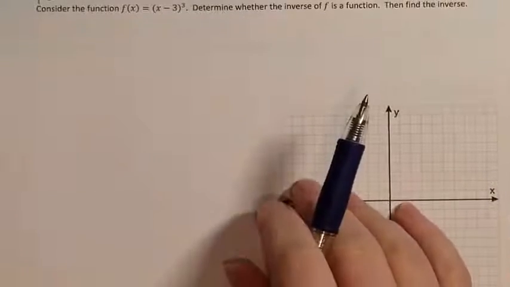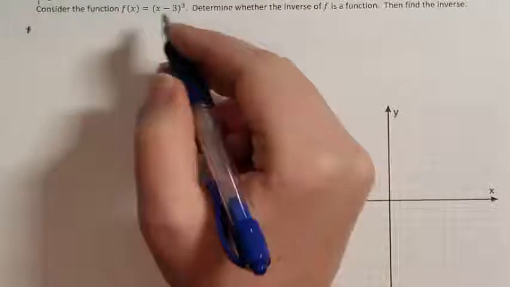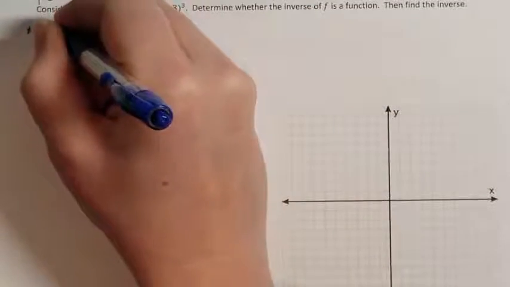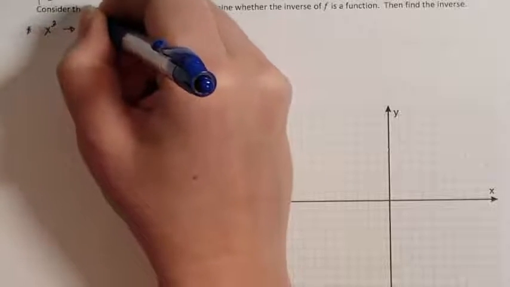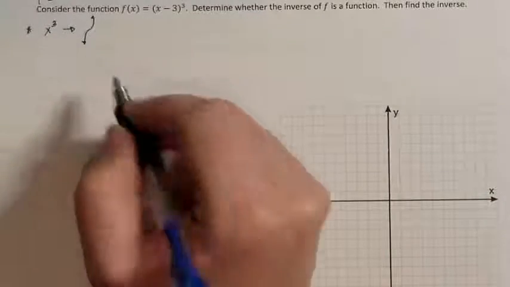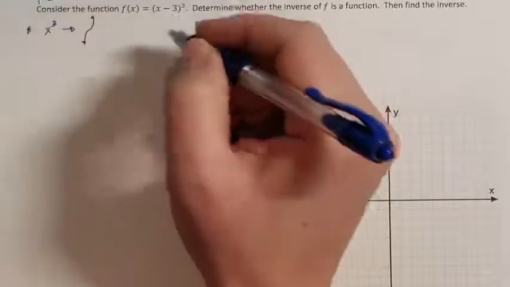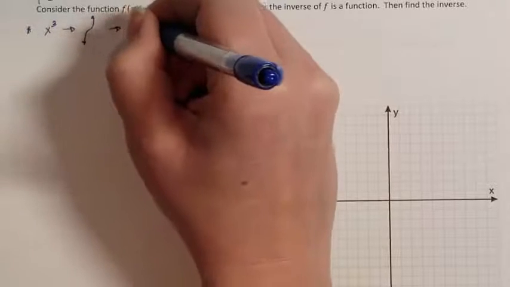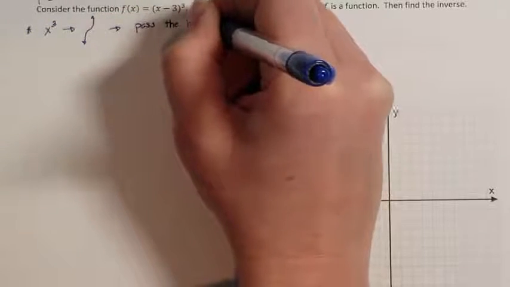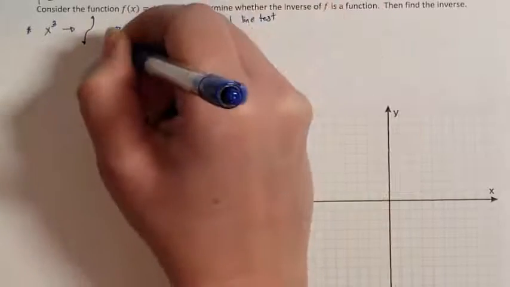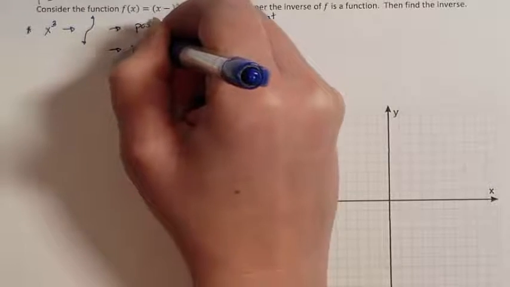Okay, so let's go ahead and do our last problem. We're supposed to consider this function. Because this has an exponent of 3, we know this is a cubic function, and all cubic functions look about like this. Does this pass the horizontal line test? If I were to draw a line anywhere in here, will it cross more than once? It does not, which means this does pass the horizontal line test. And if it passes the horizontal line test, that means the inverse, when I graph it, will be a function.